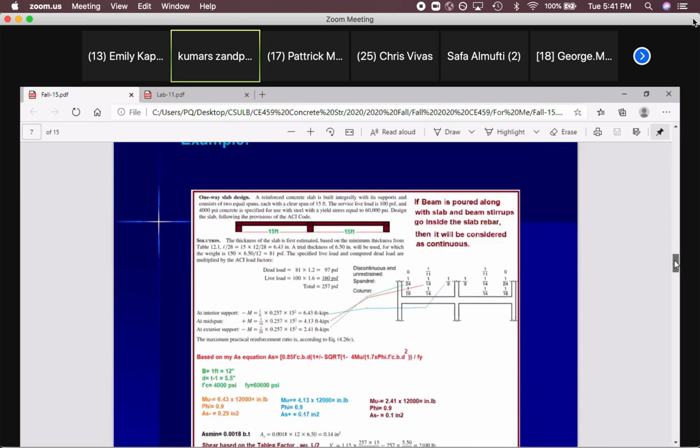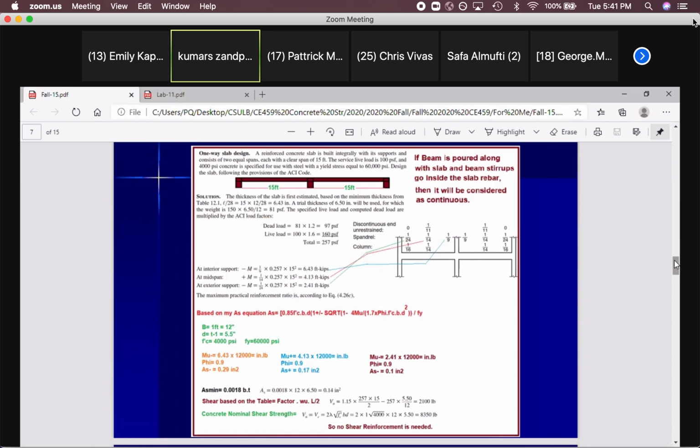And this is an example of how to design that slab. Okay, let's see what we can do. Imagine we want to design a 2 span slab. That's a one-way slab. It will transfer load in just one direction. And with this information, clear spans are 15 feet. Live load that we are going to transfer is 100 pounds per square foot.